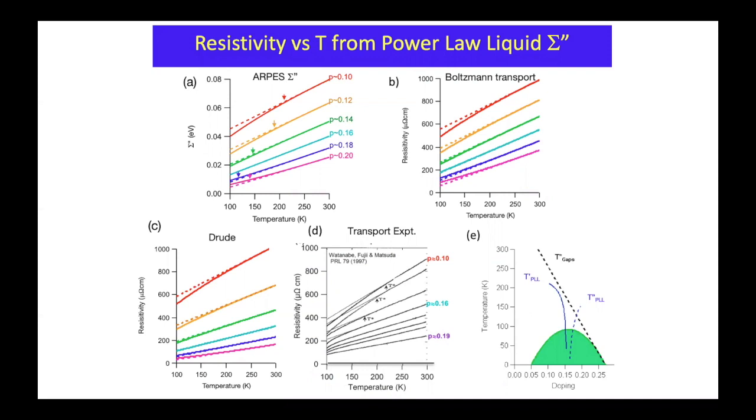I want to comment, the scales here are the same. This is 1,000 microohm centimeters. This is the same temperature scale, and these are roughly the same doping ranges. And so while not perfect, I think it's very satisfactory. Maybe surprisingly good. Okay, so I think I want to move a little forward.